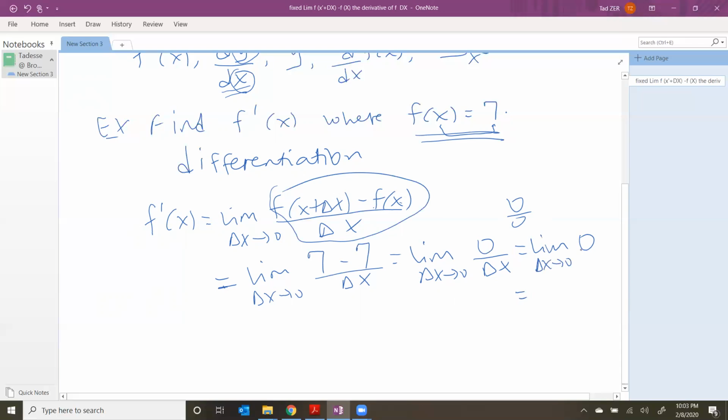So delta x goes to 0. What is the limit of a constant? The constant itself. So the answer is, the derivative of any constant function, not only f of x equal to 7, the derivative of any constant function is what?